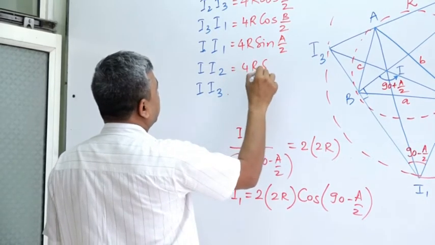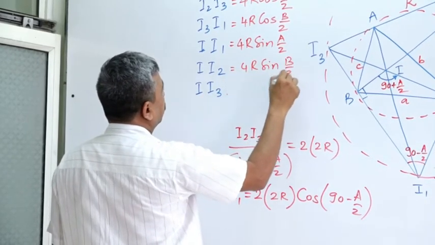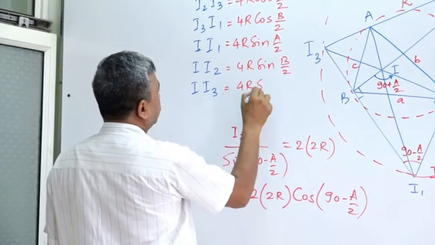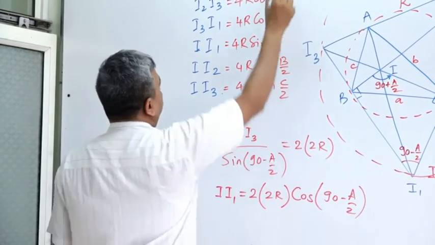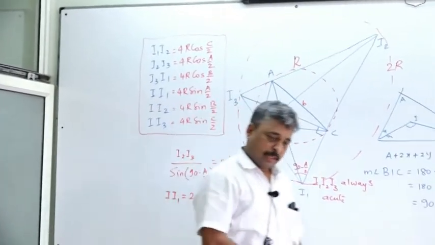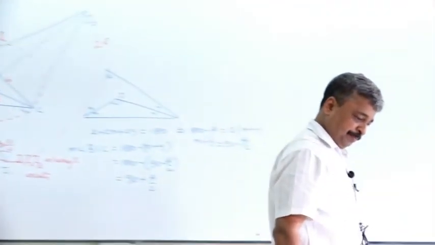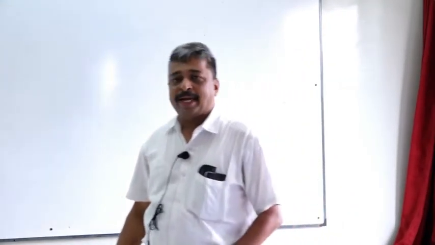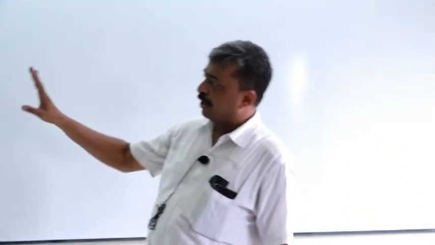4r sin B by 2, 4r sin C by 2. These are some additional important distances which we must remember. The only thing that I have not discussed for deriving these distances is that the nine-point circle radius is half of the circumradius. That I have not discussed. In the end we will discuss that.